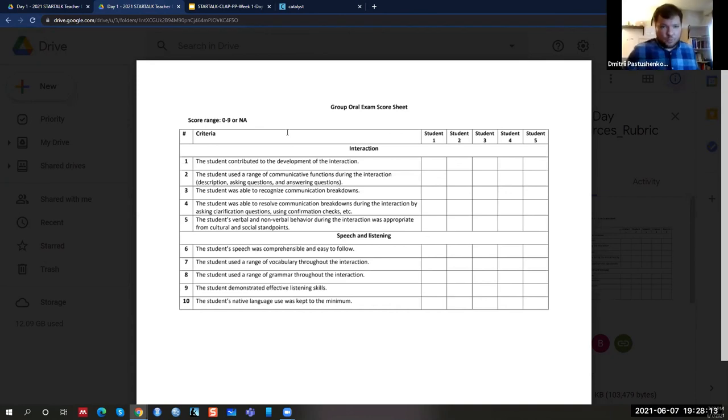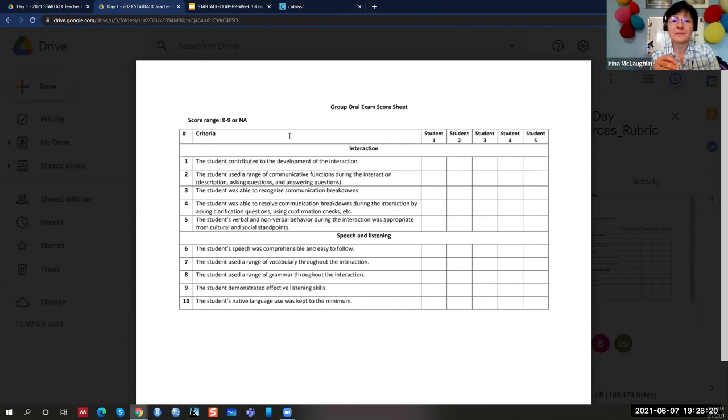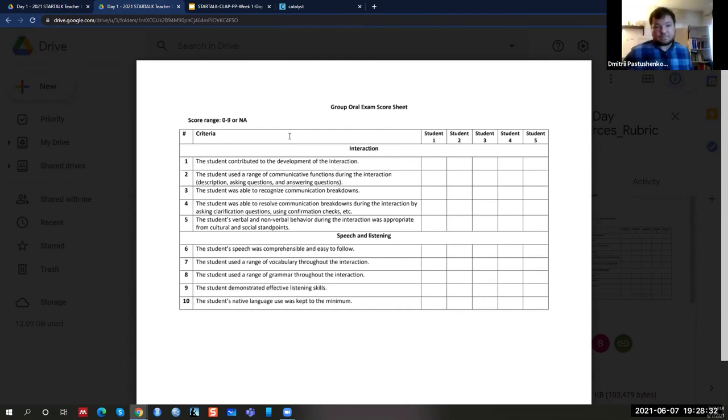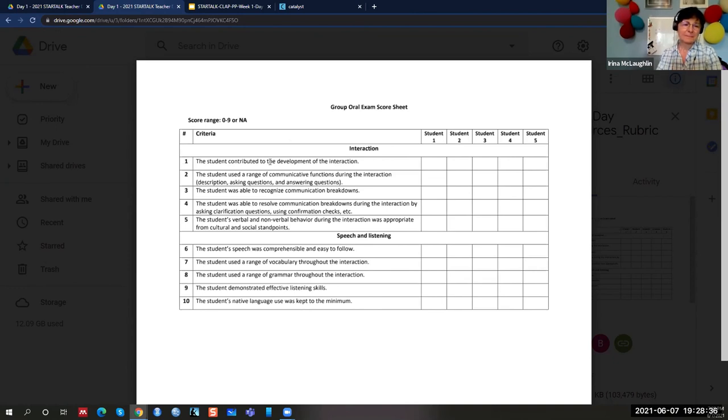So grammar. We need more grammar in Russian. No, I don't say we need grammar. The main point is to understand and speak. Grammar for communication is not as important. I don't say it's not important at all. Yeah, absolutely, but the focus is on communication. Exactly. So maybe should we modify it?